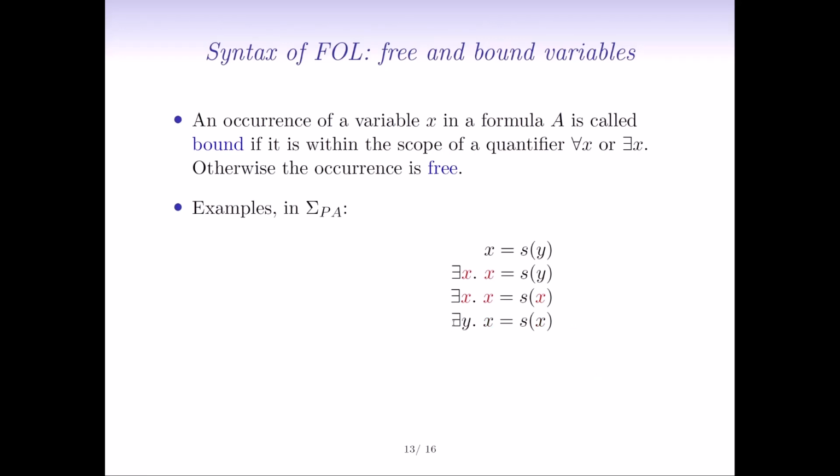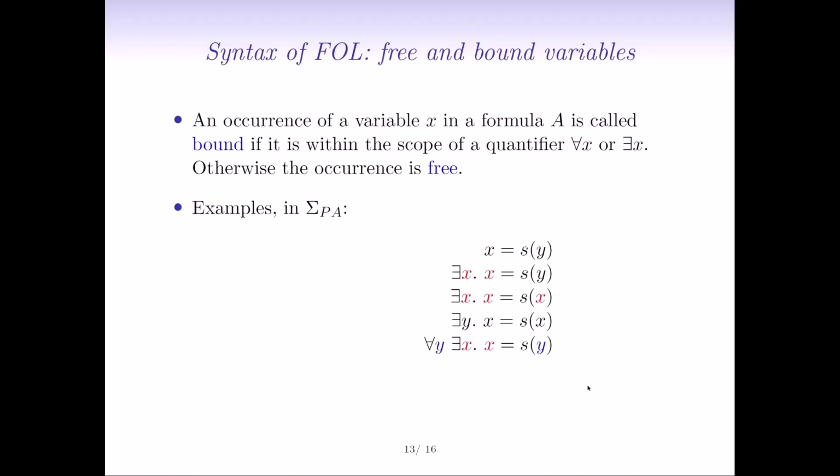Next example. Exists y, x equals successor of x. Again here there are actually no bound variables, because although there are two occurrences of x, they're within the scope of this quantifier here. Again, the quantifier does not have the same name. We have exists y, so there are no bound variables and two free occurrences of x here.